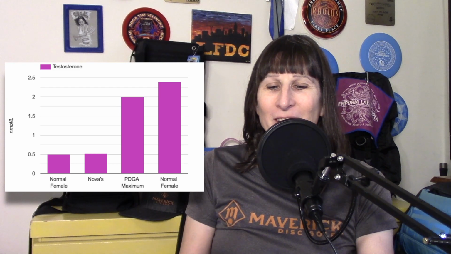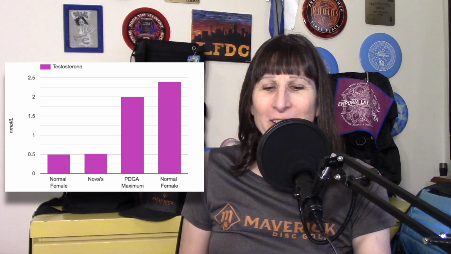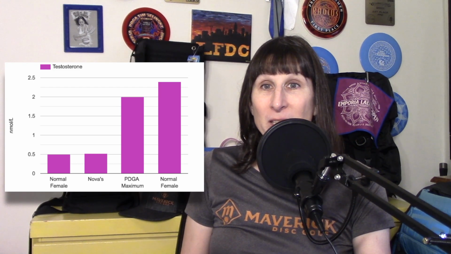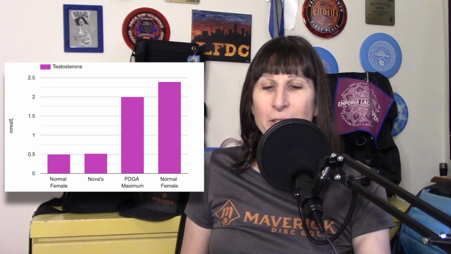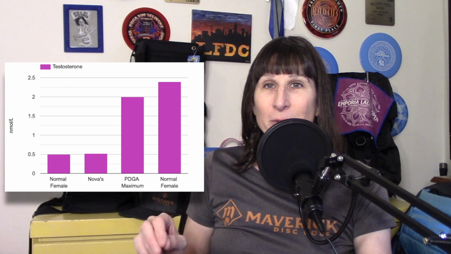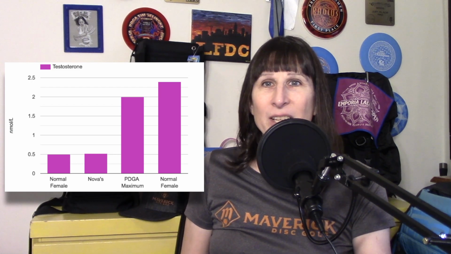My testosterone is hella low, like very low. Like, why are we even talking about this low? Also, the limit per the PDGA policy is 2 nanomoles per liter. And as an aside, that's too low, but that's another topic for another time. Regardless, 0.52 is way less than 2.